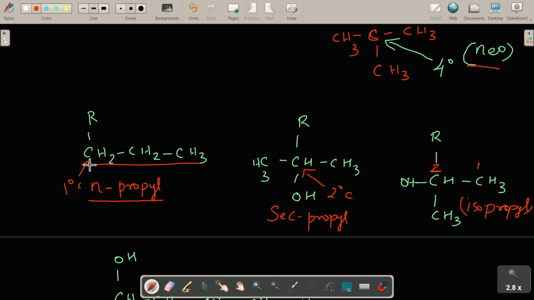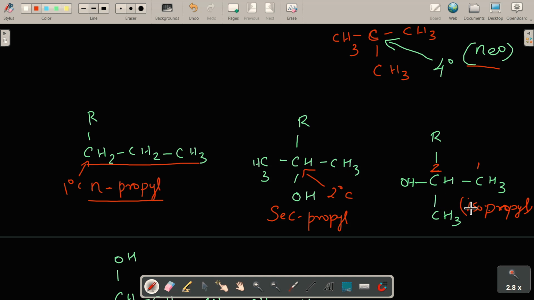When there is a straight chain group attached to an R, if it is a straight chain, we write it as N-propyl. And if a secondary carbon atom is attached to the R group, then it is a secondary propyl. And secondary propyl, usually it will be a straight chain structure.